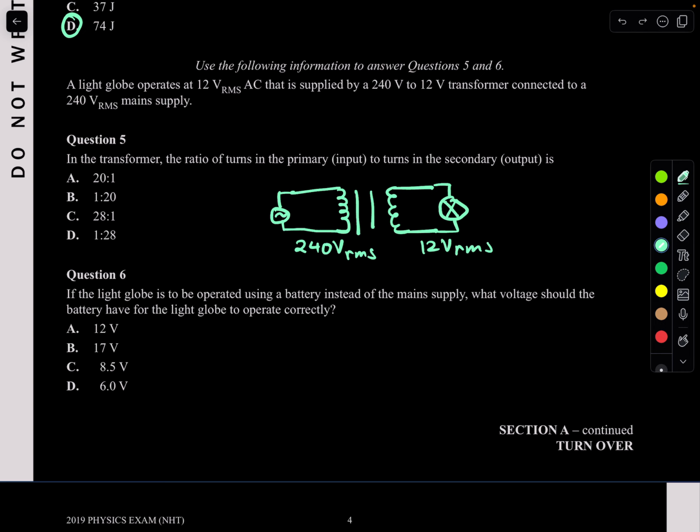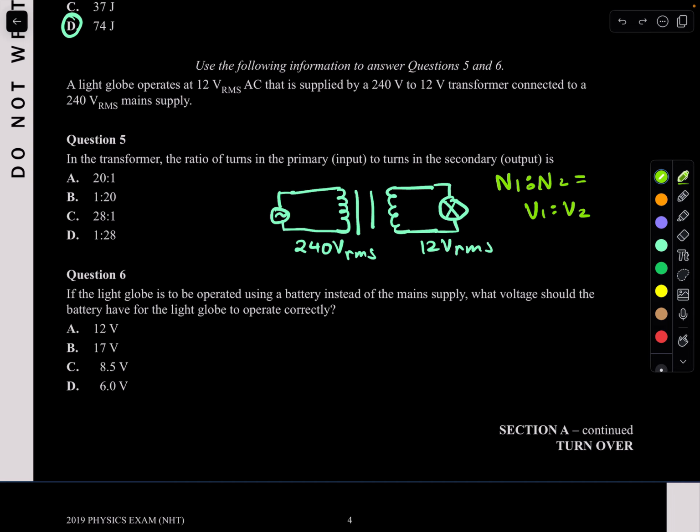In the transformer, the ratio of the turns in the primary input to the turns of the secondary output is... This is a beautiful question, actually, because it's very easy to do. Because we know, this is what we want to find. We want to find the ratio of the primary number of coils to the secondary, which is just equal to the volts in the primary to the volts in the secondary. So if we just find this, it's equal to the ratio of this.